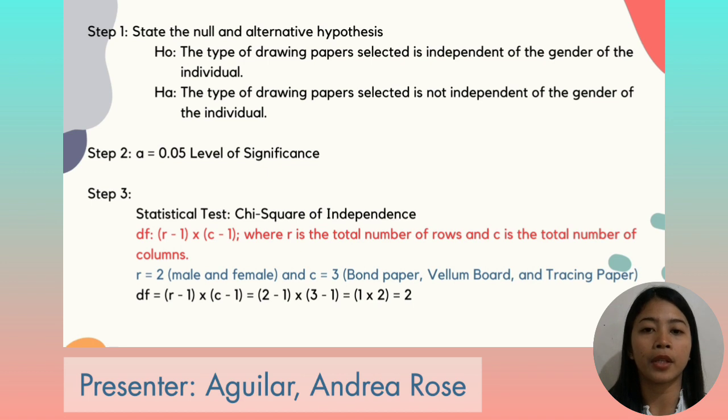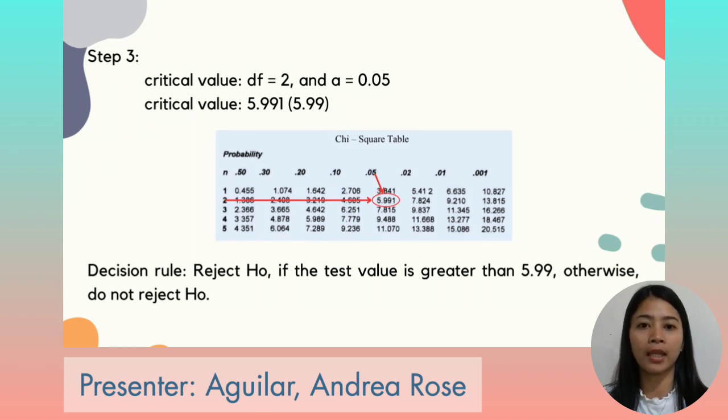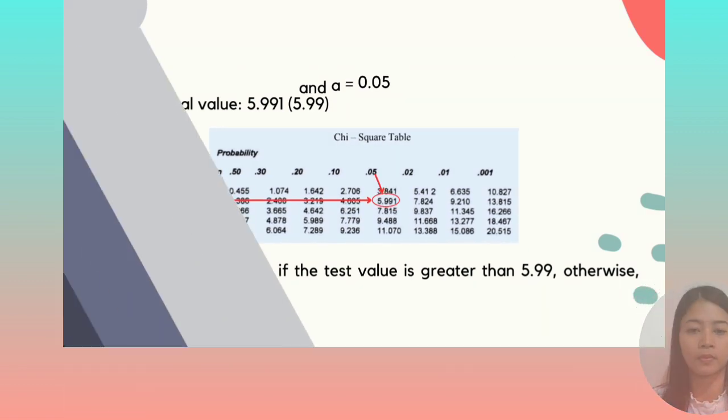Based on the table, there are 2 rows, male and female, and there are 3 columns, bond paper, vellum board, and tracing paper. To solve for the degree of freedom, r-1 times c-1 is 2 minus 1 times 3 minus 1, which is 1 times 2, equal to 2. So the degree of freedom is 2 and the level of significance is 0.05. As you can see at the chi-square table, the critical value is 5.991 or 5.99. Then the decision rule: reject H0 if the test value is greater than 5.99, otherwise do not reject H0.